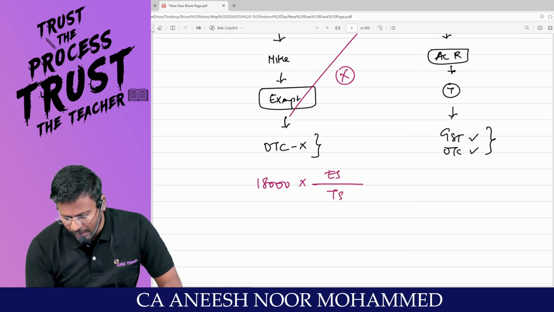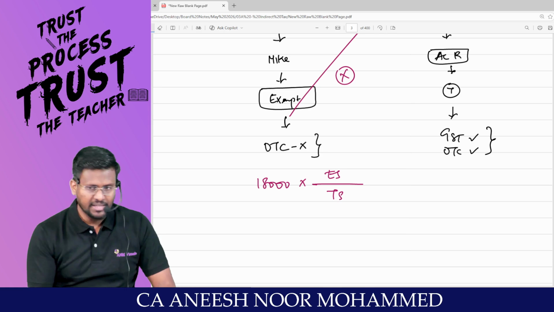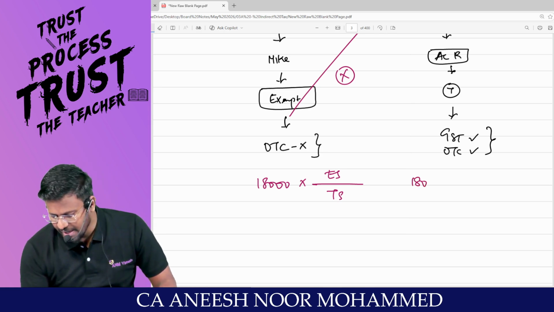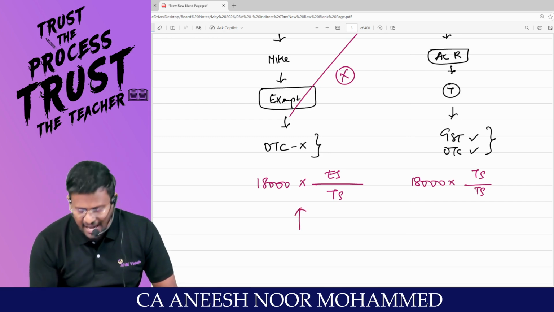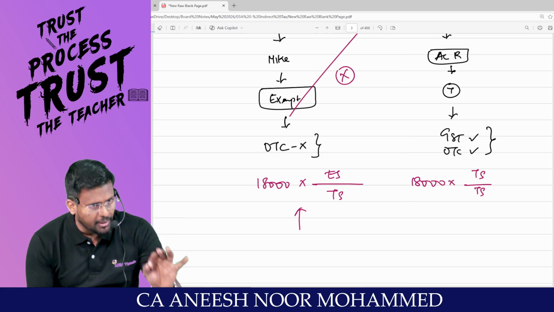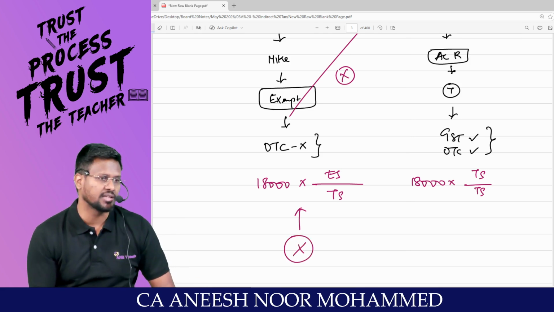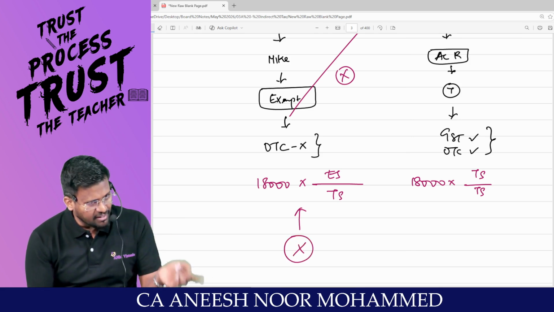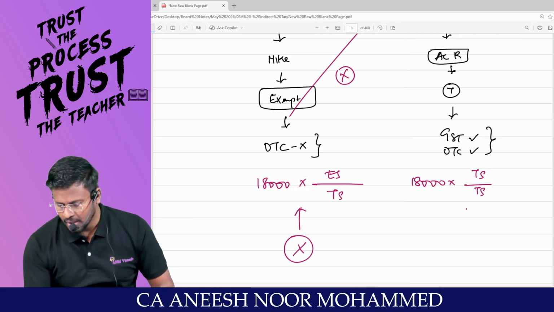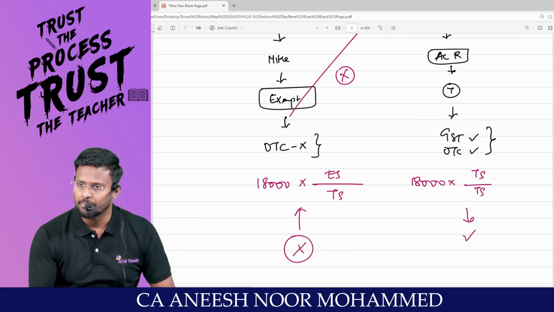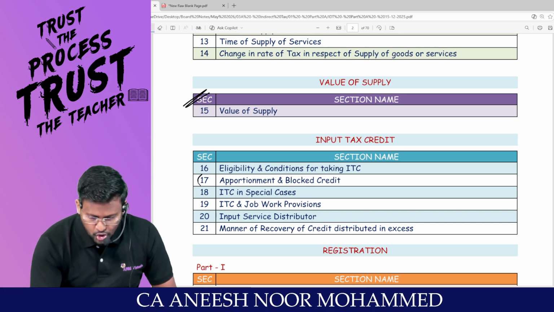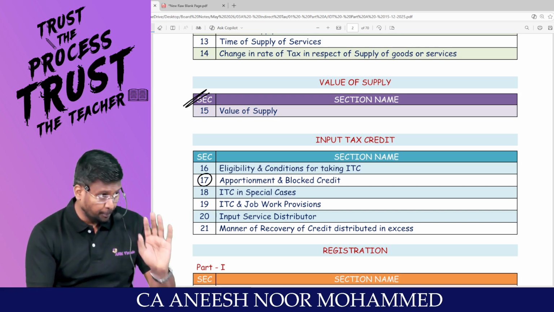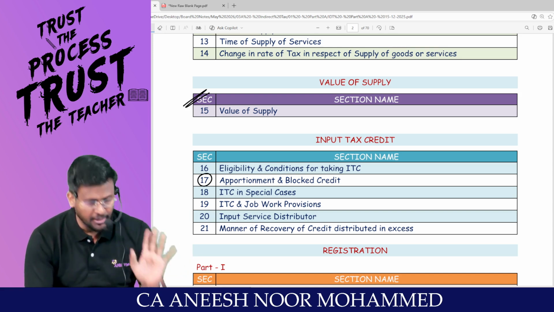Exempt supply divided by total supply. Exempt supply divided by total supply, then 18,000 into taxable supply divided by total supply. That is, the ITC attributable to exempt supply cannot be taken as ITC. ITC attributable to taxable supply can be taken as ITC. Pakka? This is called section 17, apportionment. What is meant? Apportionment.